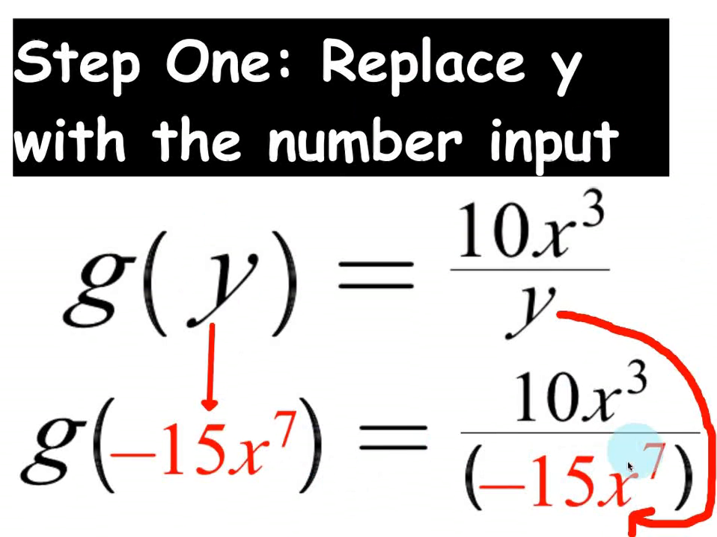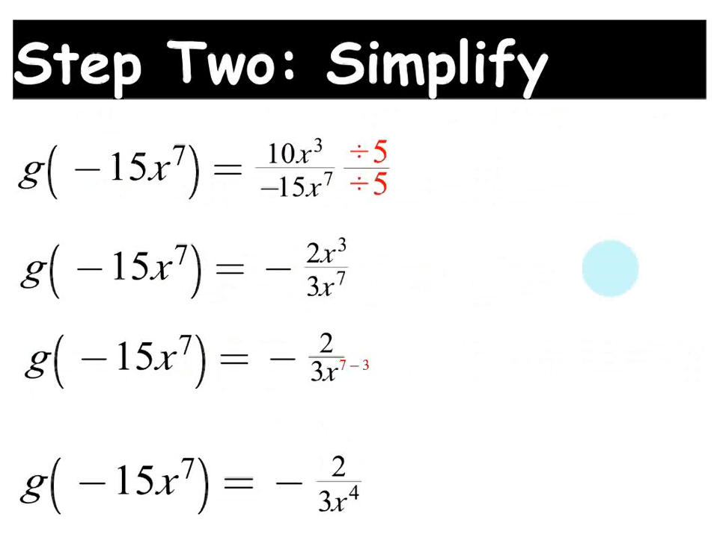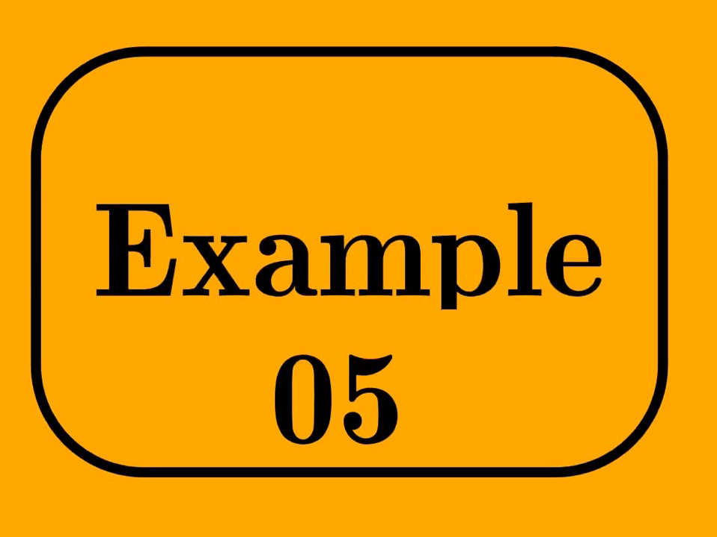and now we just have to simplify this. This is dividing monomials, by the way. So 10 over negative 15 reduces to negative 2/3, and then you basically take the bigger exponent and subtract the smaller one, so we get x to the 4th on the bottom. So final answer, g of negative 15x to the 7th equals negative 2 over 3x to the 4th.